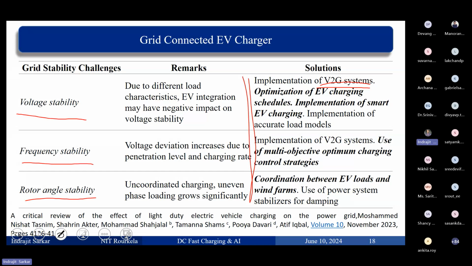So when there is a stability issue in the grid, it is possible that vehicle to grid operation starts, and we can supply active power to the grid from the vehicle, but the user is not.